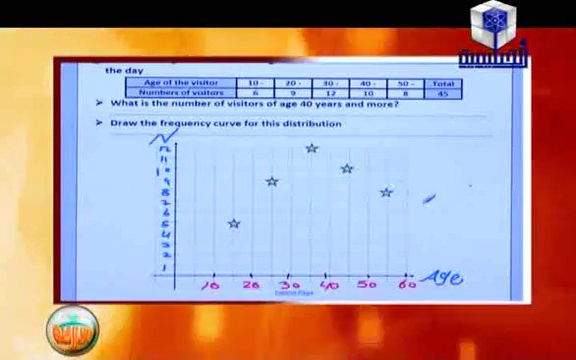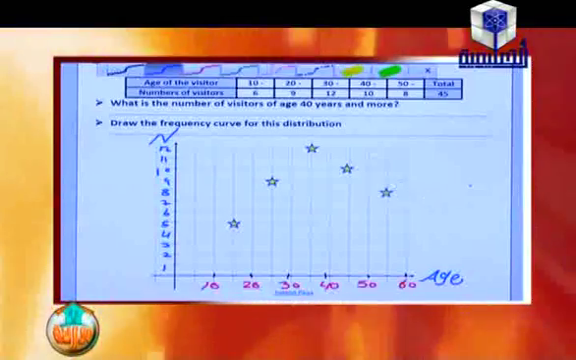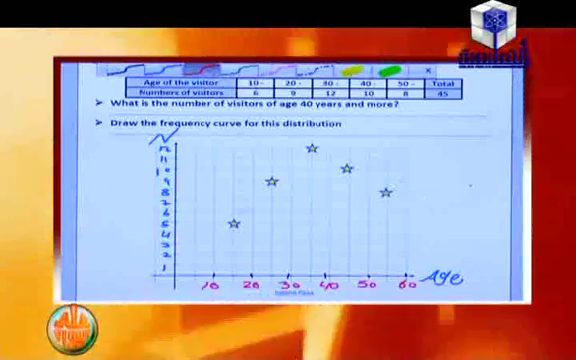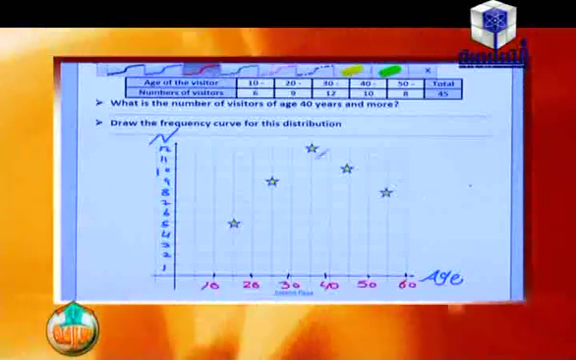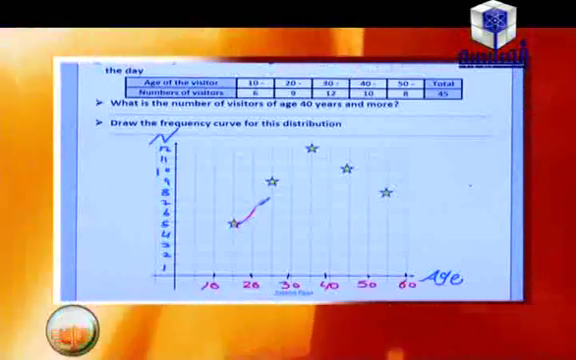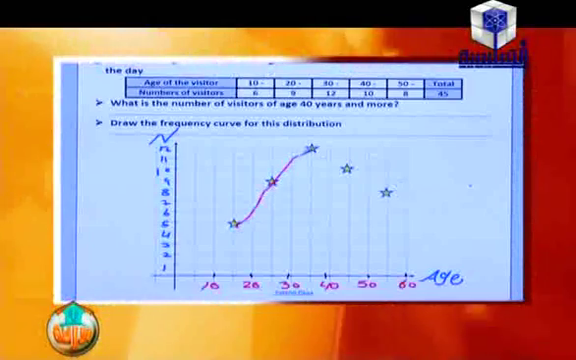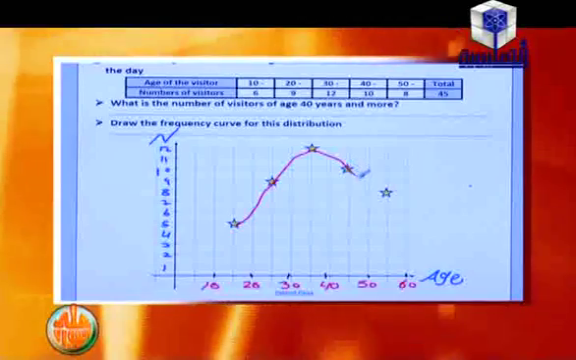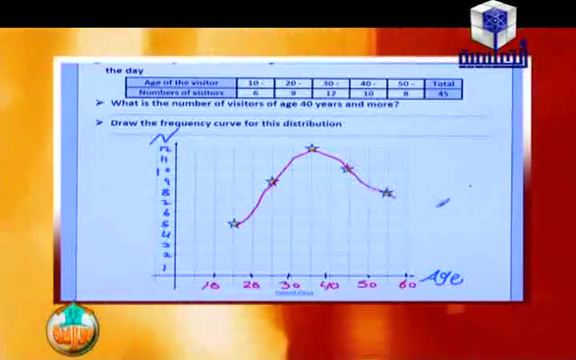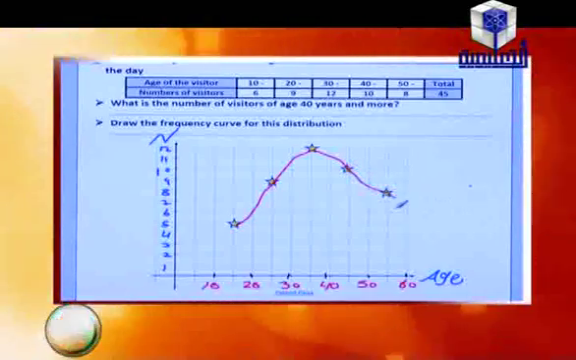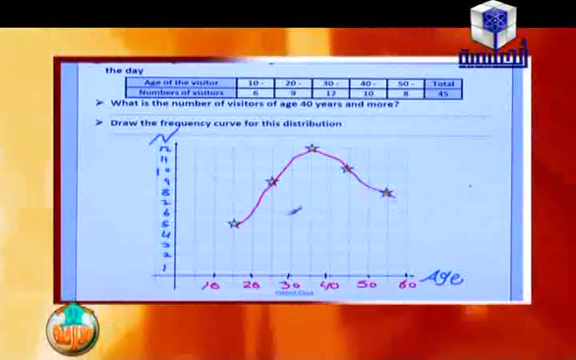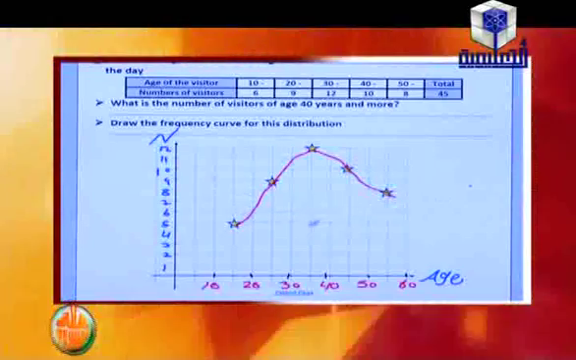Put here a point. Then we graph, or we connect, the points here. Make here a curve like this. 1, 2, 3, 4, 5. Okay, which represents here the frequency polygon of this data.